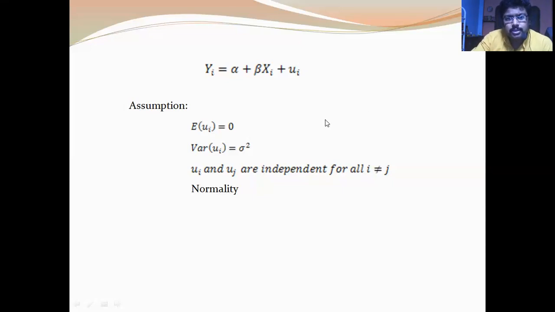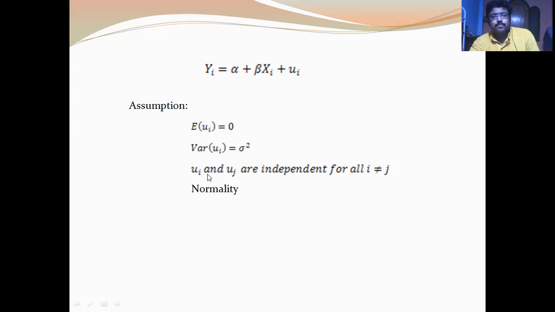Okay, so this is the regression equation or stochastic relationship, and here one thing you should remember is that some assumptions are there regarding u_i. What are those assumptions? That is, the expectation of u_i is zero. That means the average of the error is zero. And the variance of u_i, that means the variance of the error, is constant, sigma square. And u_i and u_j are independent for all i and j.